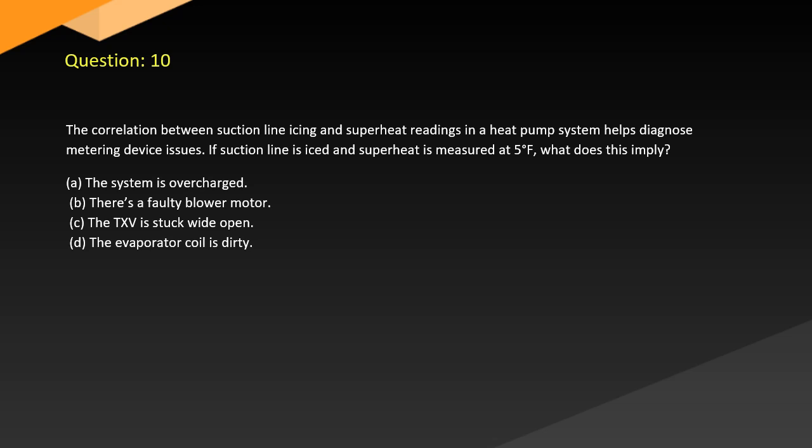Question 10. The correlation between suction line icing and superheat readings in a heat pump system helps diagnose metering device issues. If the suction line is iced and superheat is measured at 5°, what does this imply? A. The system is overcharged. B. There's a faulty blower motor. C. The TXV is stuck wide open. D. The evaporator coil is dirty.